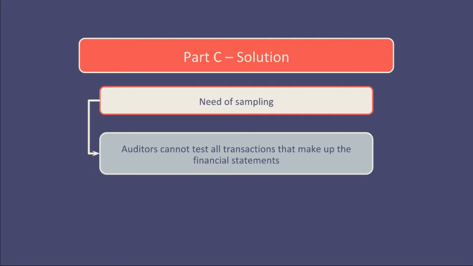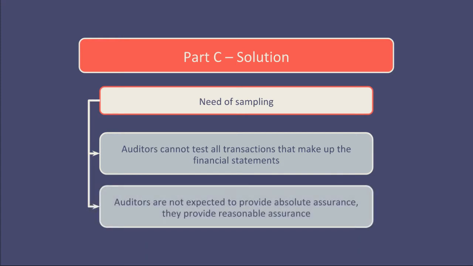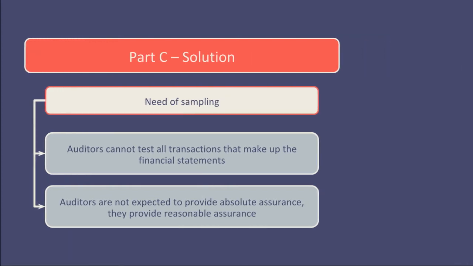The other reason is because the auditor is not expected to provide absolute 100% assurance on the financial statements. Remember, they are supposed to provide reasonable assurance, which requires a high level of detailed work in forming a conclusion. This does not expect them to look at every single transaction.